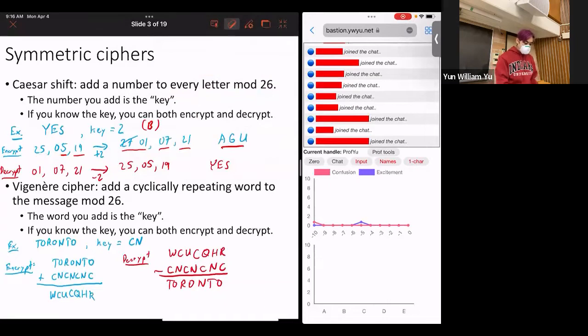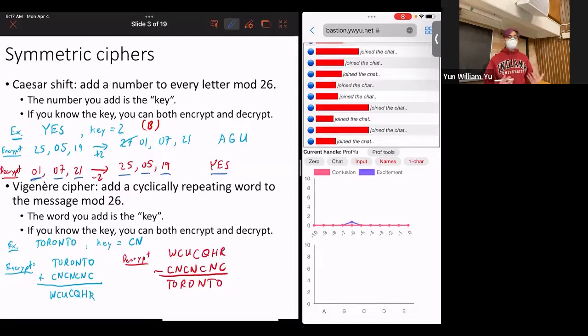So you can do that sort of encryption, but once you've done that encryption, the decryption uses the same key, right? So for the decryption, all you're doing is subtracting by 2. You start with AGU, which is 1, 7, 21. You subtract 2 from everything, of course, in mod 26. So when you subtract 2 from 1, you get 25 in mod 26. And that gets you back the yes.